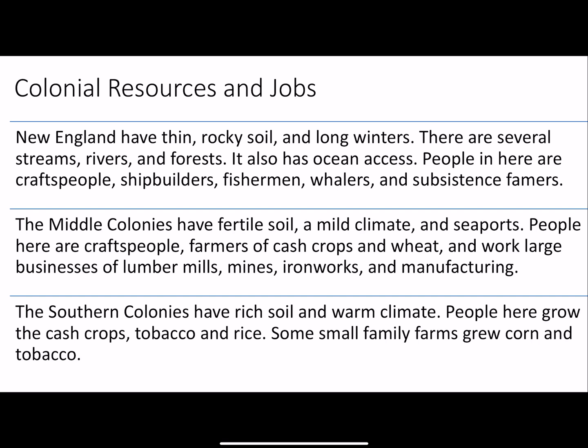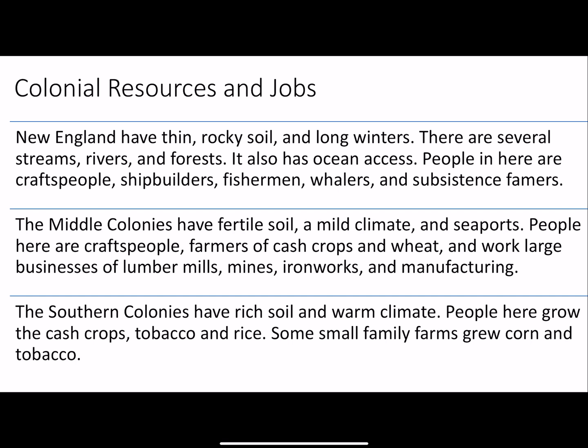Moving into the next one, the Middle colonies have fertile soil, a mild climate, and seaports. So they're kind of a mix between the New England colonies and the Southern colonies. People here were craftspeople, farmers of cash crops and wheat, and worked in lumber mills, mines, ironworks, and manufacturing. Really, what the Middle colonies were used for was the center of trade.